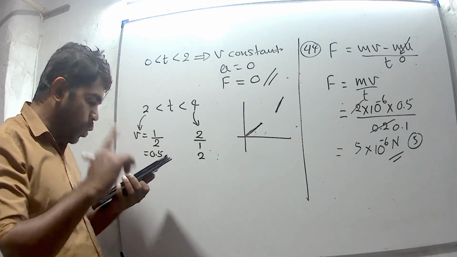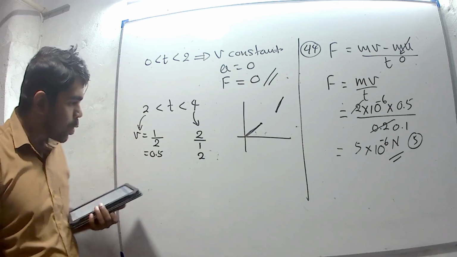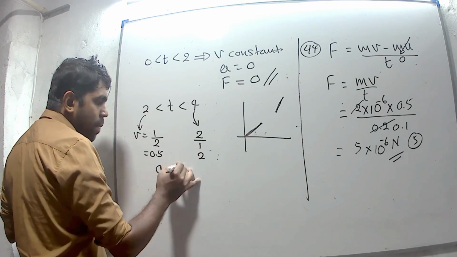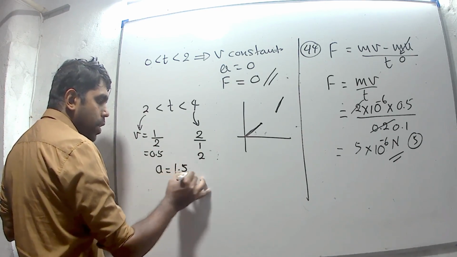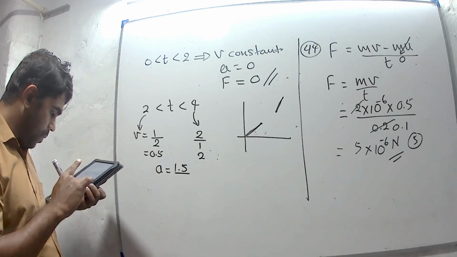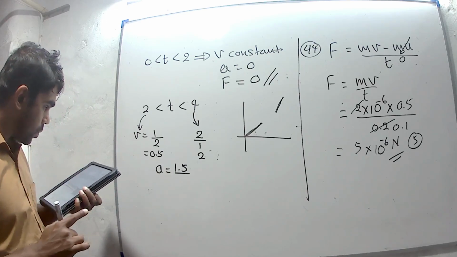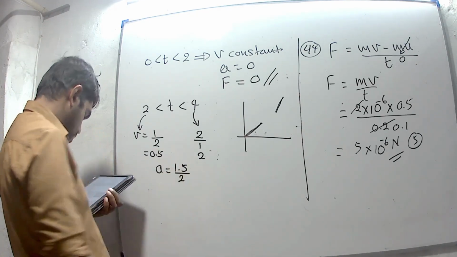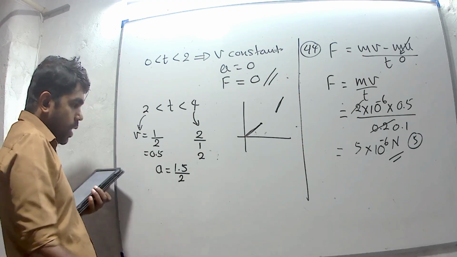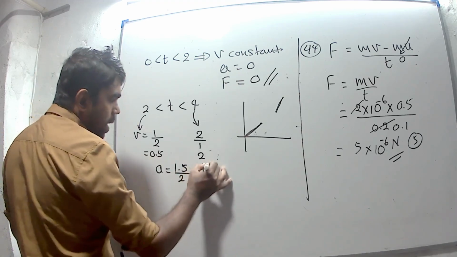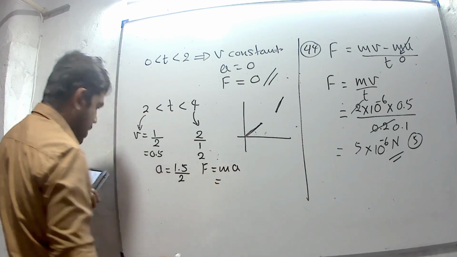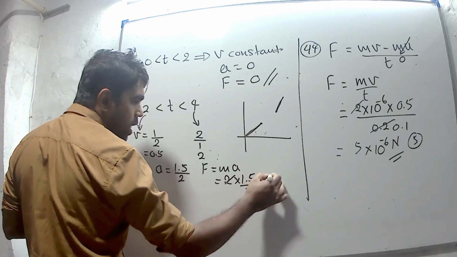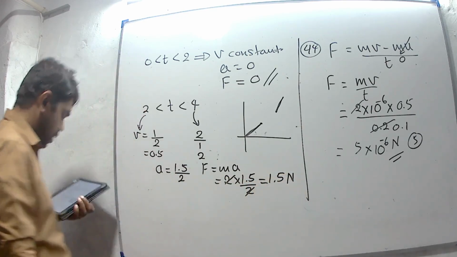Then we can consider the 2 to 4 situation. There are 2 seconds. Acceleration is change of velocity divided by time. Change of velocity 1.5 divided by time, 2 to 4, 2 seconds. Then we can use F equals ma to get the force. Mass is 2, acceleration 1.5 divided by 2. Then force is 1.5 Newton for the second situation.